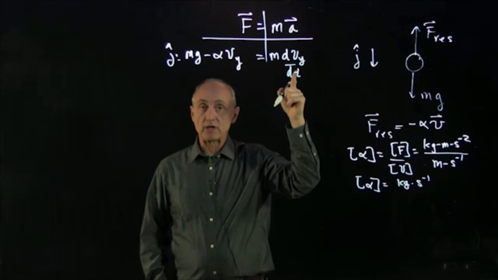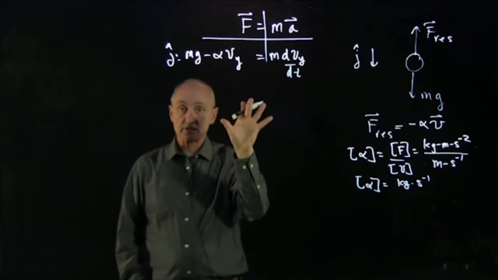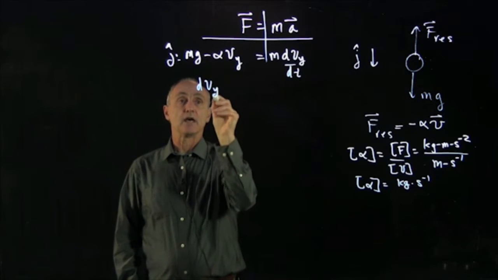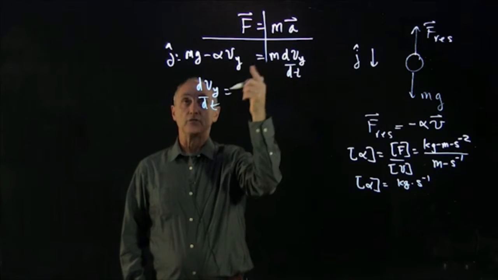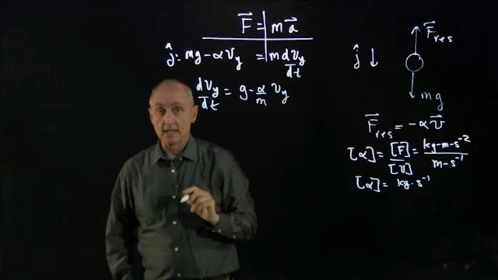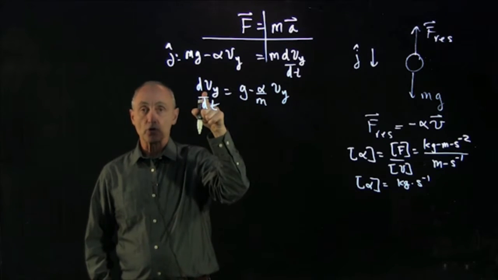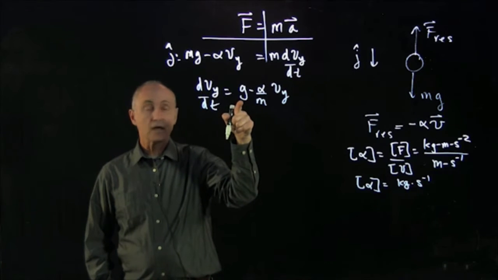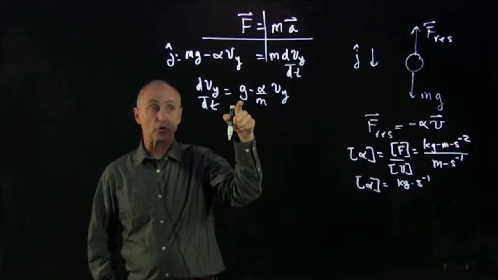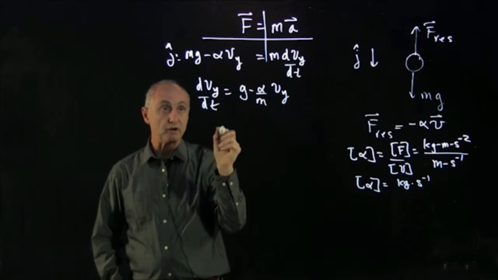Now notice that the acceleration we're not treating as a constant, it's the derivative of the velocity. This leads us to our differential equation, which is written as dvy dt equals, I'll divide through by m, g minus alpha over m vy. Now this is a linear in velocity, first order differential equation with a constant term in here, which is called an inhomogeneous linear first order differential equation. We shall solve this like we did with our other equations by separation of variables.